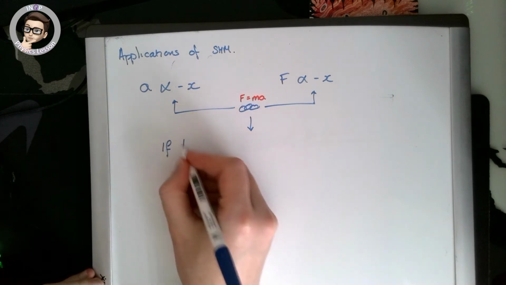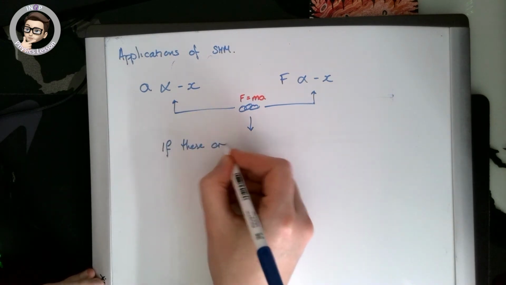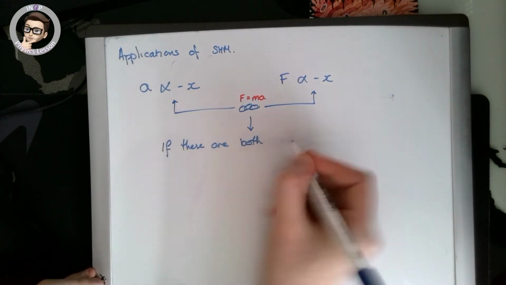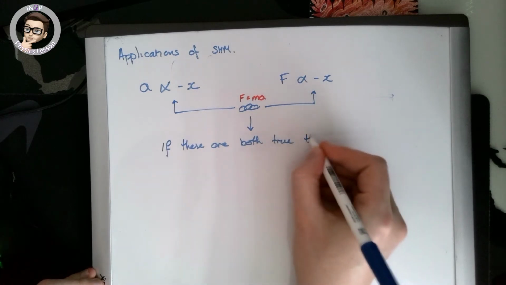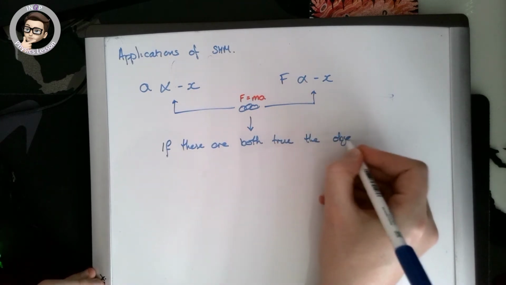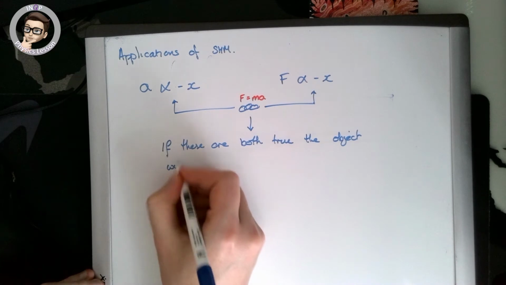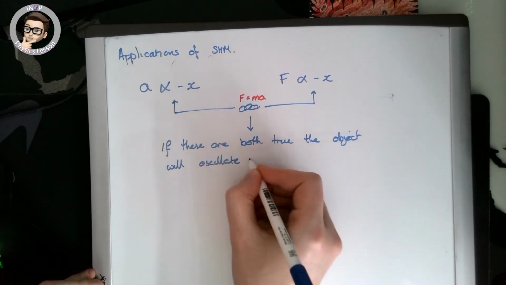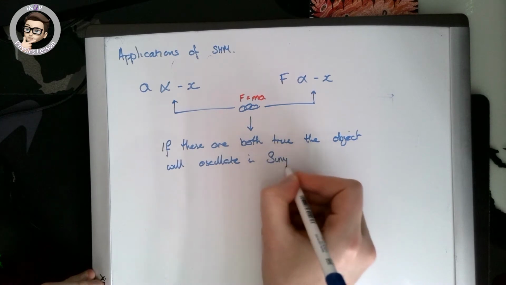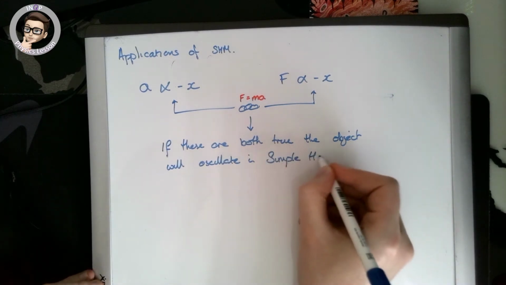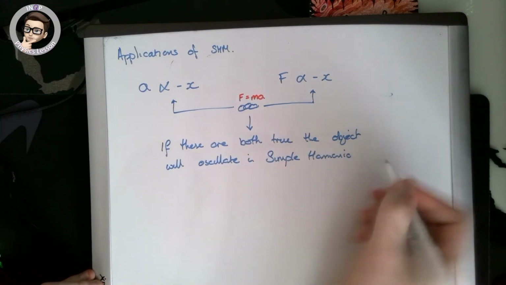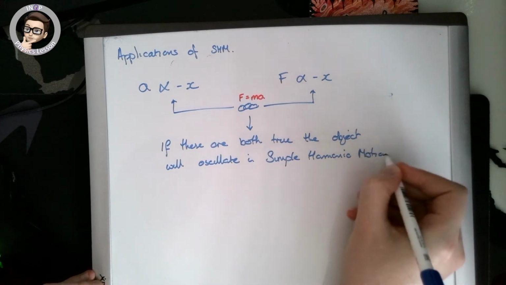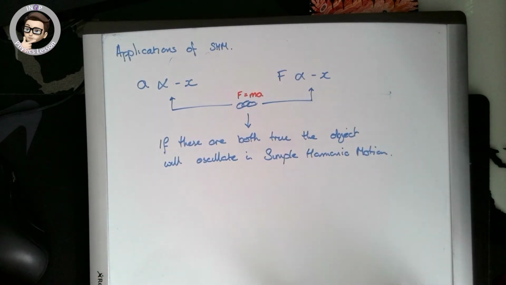So if these are both true, the object will oscillate in simple harmonic motion. So that's our definition of simple harmonic motion.